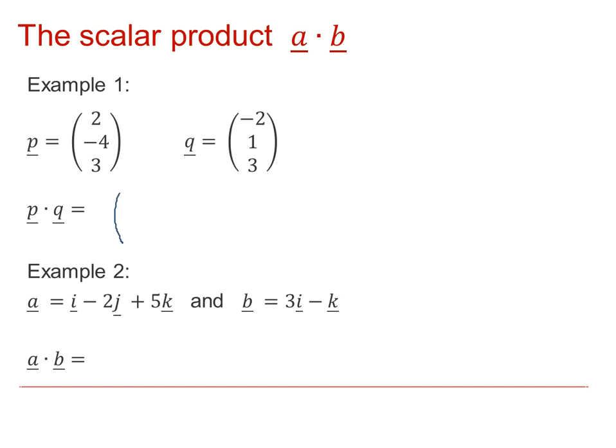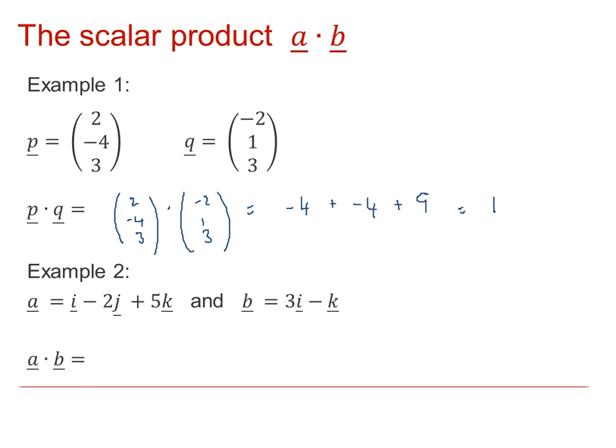So P dot Q is simply 2, negative 4, 3 dot product with negative 2, 1, 3. So that gives us negative 4 plus negative 4 plus 9. So we can see there that P dot Q will be equal to 1.